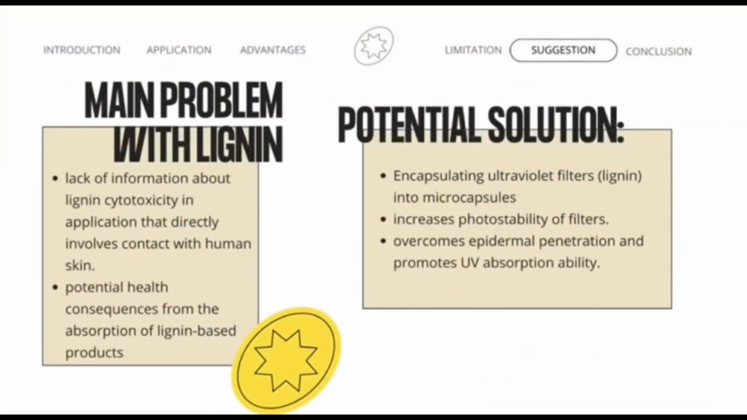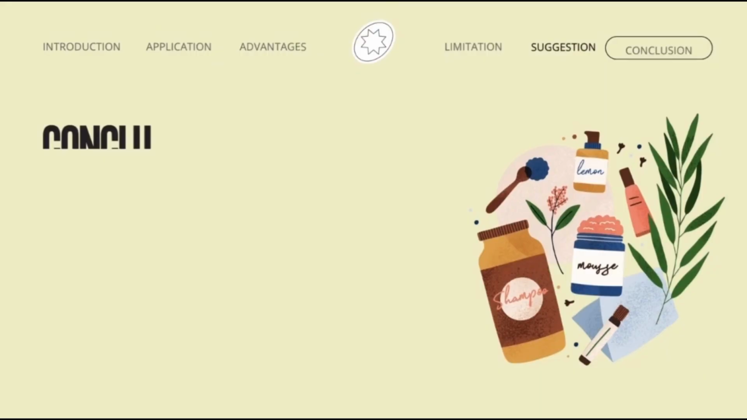However, there is a main problem with lignin, wherein it lacks information about lignin cytotoxicity in applications that directly involve contact with human skin. There are also potential health consequences from the absorption of lignin-based products. So the potential solution to this is we can encapsulate the ultraviolet filters, which in this case is the lignin, into microcapsules. This will help increase photostability of filters and also overcome epidermal penetration and promote UV absorption ability, as well as avoid cytotoxicity towards human skin.